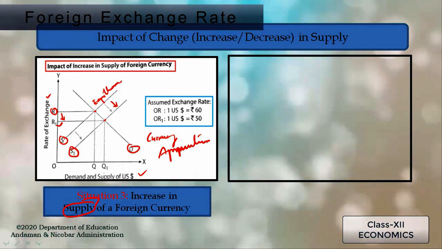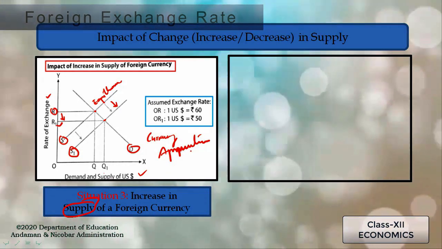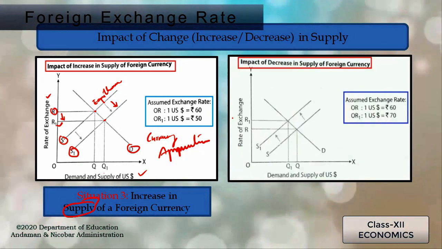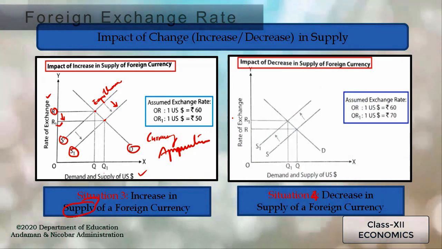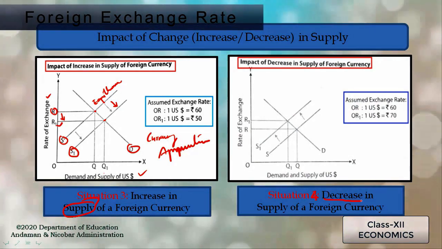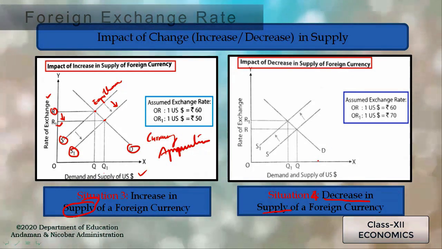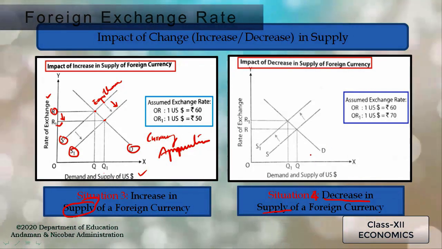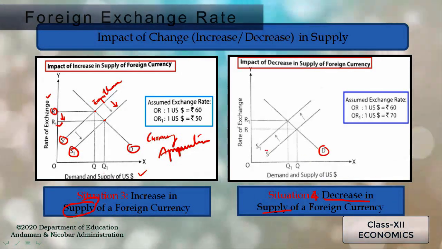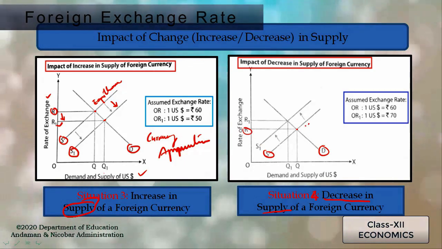That means our domestic currency's value has gained or increased. Now look at one more situation, where we can see a decrease in the supply of foreign currency. So what happens when there is a decrease in the supply of foreign currency? Look at the diagram again. In this diagram we can see that the D and S curves intersect at point E, that is the equilibrium point.